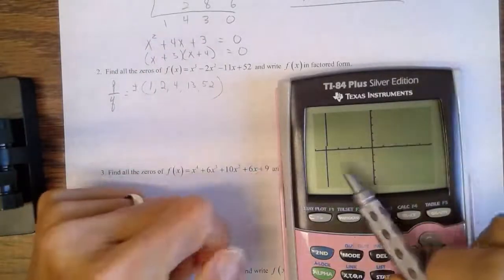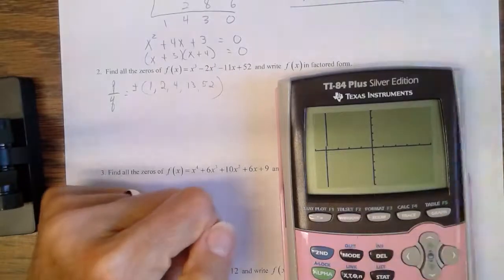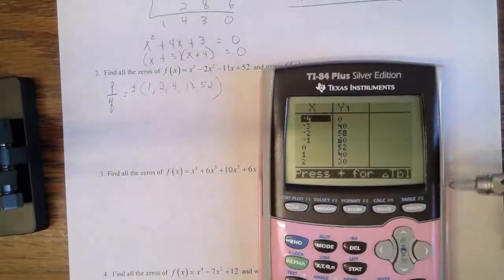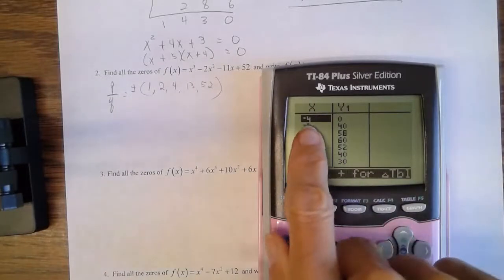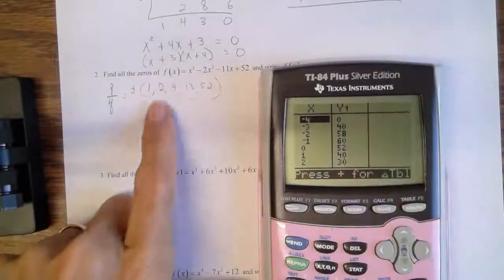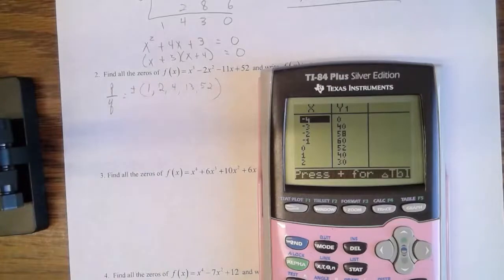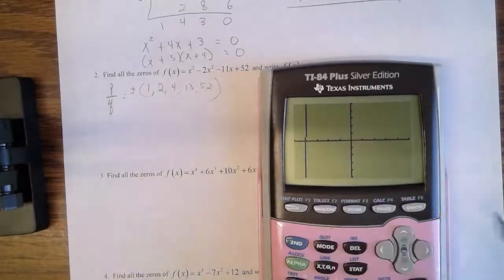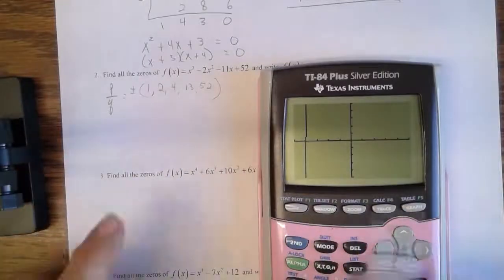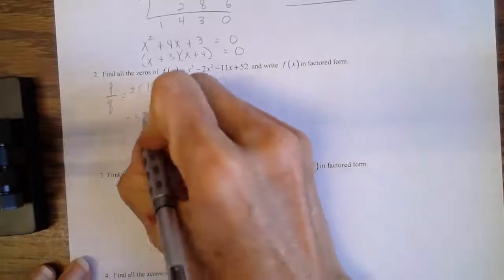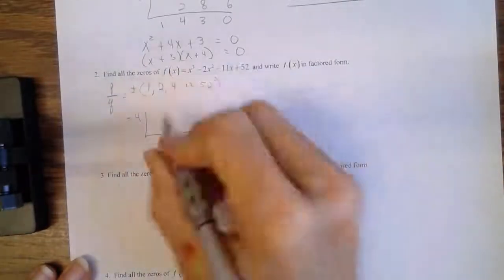I'm looking at this and I'm thinking, that guy's going through -4 right there. Shall I double check? Second and table. Sure enough, right here at -4, I've got a 0. So I'm using the calculator now. Instead of trying all these p over q's with trial and error with synthetic division, I'm going straight for the graph and straight for -4. That's my guy. Forget about the list. I'm going to do my synthetic division.